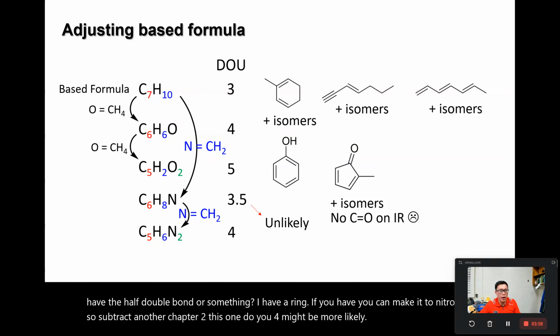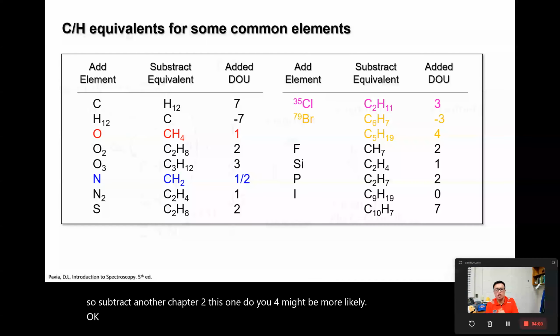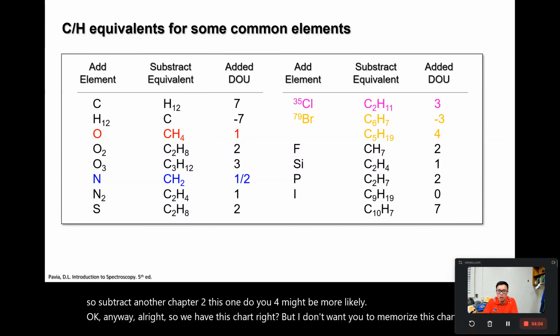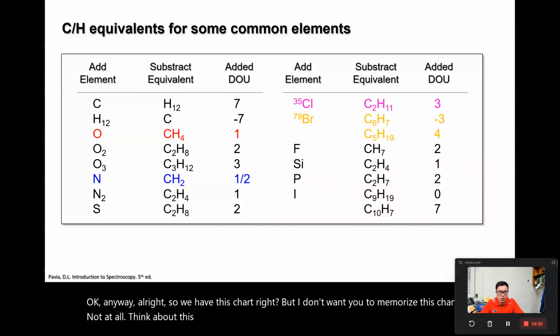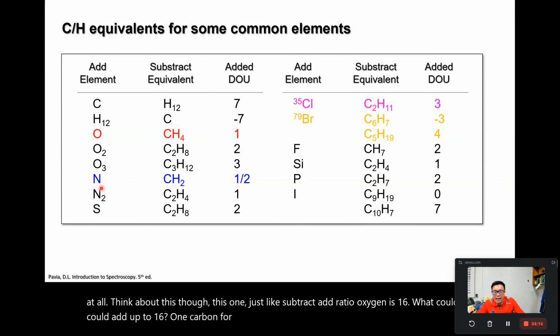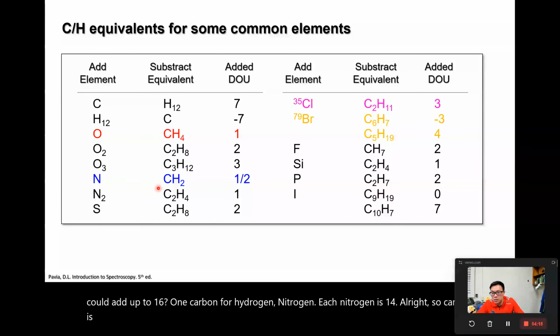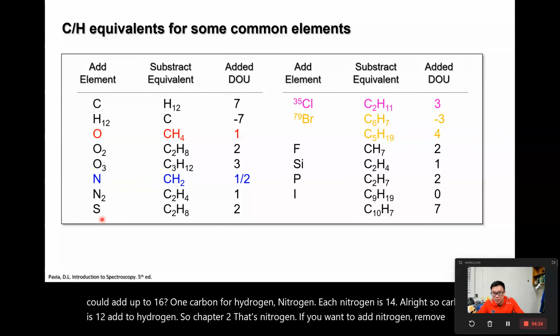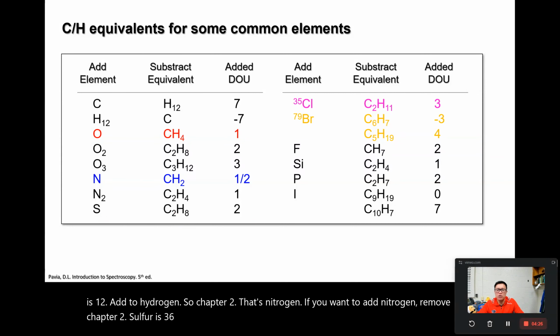Okay, anyway. All right, so we have this chart, right? But I don't want you to memorize this chart, not at all. Think about this though. This is just like a subtract and add ratio. Oxygen is 16. What could add up to 16? 1 carbon, 4 hydrogen. Each nitrogen is 14. Carbon is 12, add 2 hydrogen, so CH2, that's nitrogen. If you want to add nitrogen, remove CH2. Sulfur is 32, so C2H8. You can do the math right there.